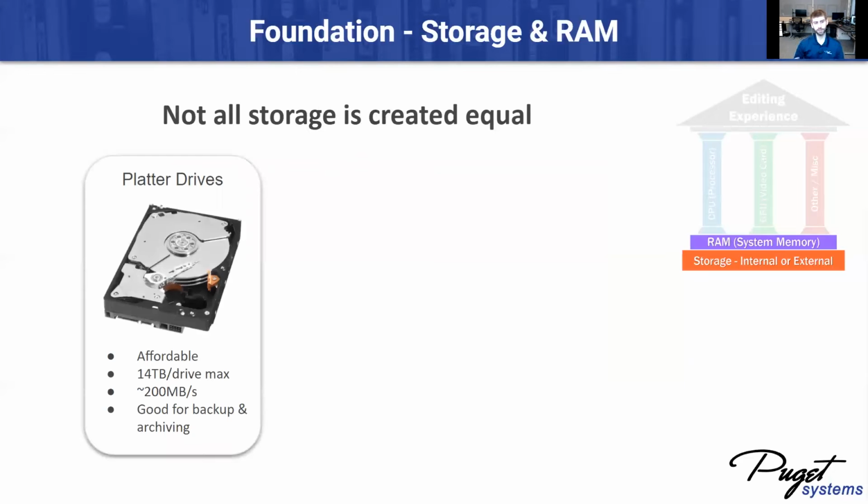At the most basic level, you have these platter hard drives. They've been around forever. They're incredibly affordable. They're massive. You can get 14 terabytes per drive maximum right now. I've heard that they're going to be doing 18 or 20 terabytes in the next year or so. So they're absolutely massive drives. They're fairly quick these days too. About 200 megabytes per second is their transfer speed on most drives.